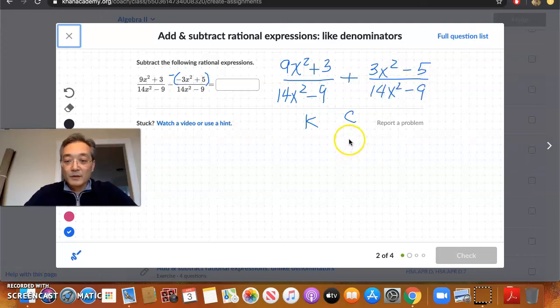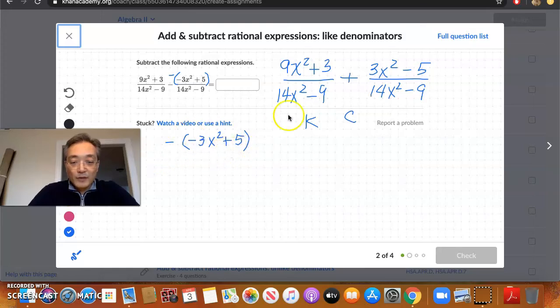If you wanted to, I could do it on the side here. This would have been negative 3x squared plus 5, and if you distribute that, you'll get this. Now we are ready to combine like terms, add up the numerator. That was the change. So we're going to have 9x squared plus 3x squared.